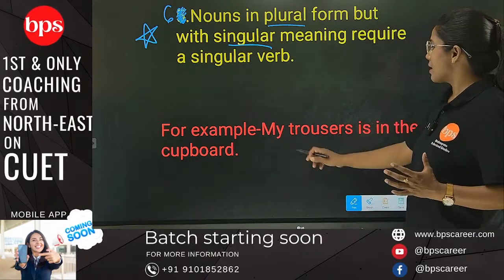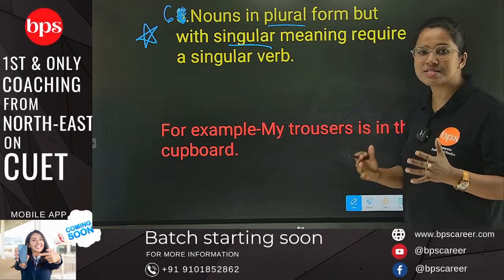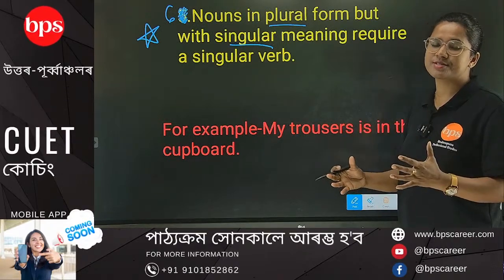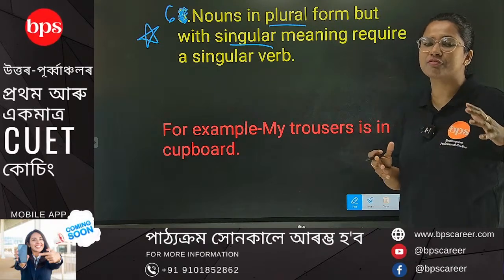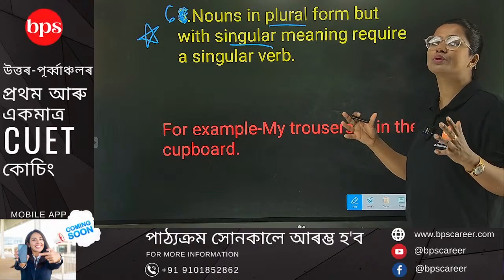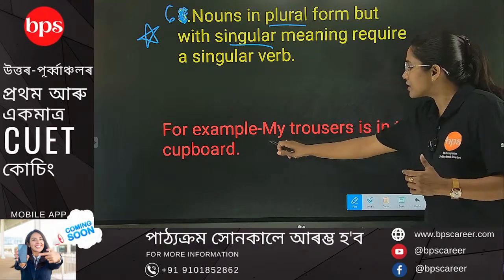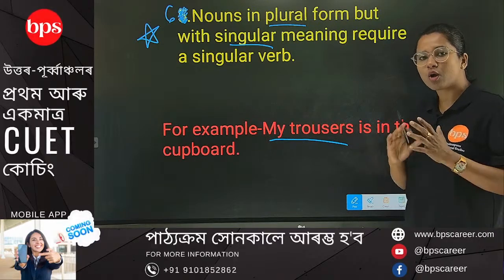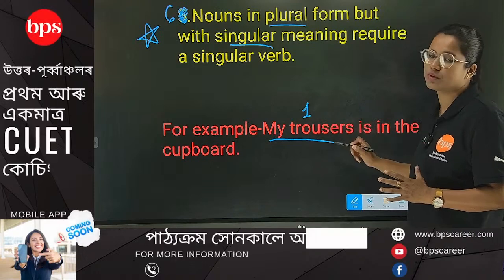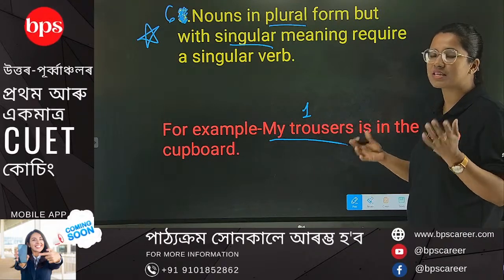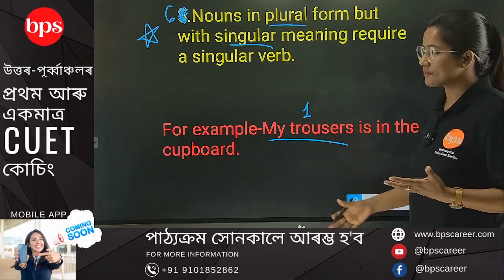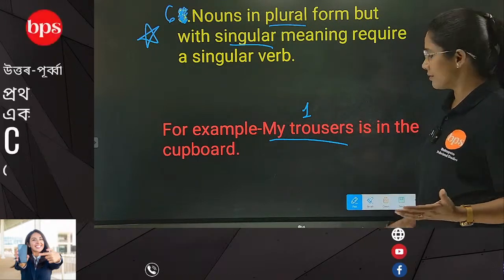For example, trousers, scissors, pyjamas, spectacles, these are the things which come in the form of plural. But a lot of students make a mistake by putting a plural verb here. So, whenever we are speaking about these kind of words, always use a singular verb because it is referring to something singular, that is a single idea or a single pair of trousers. Hope this is clear.